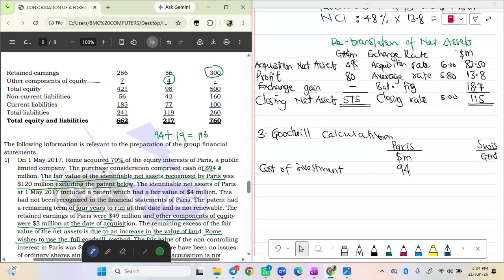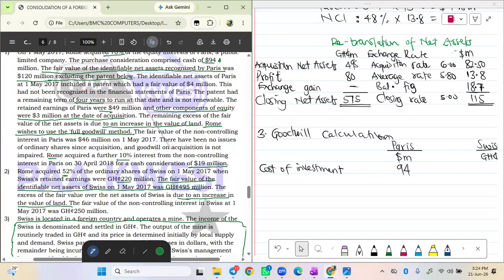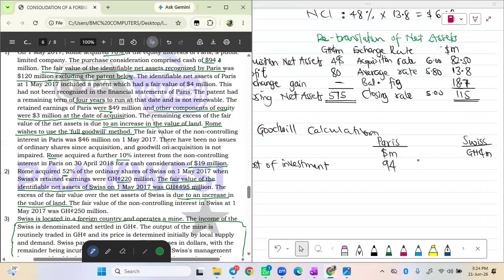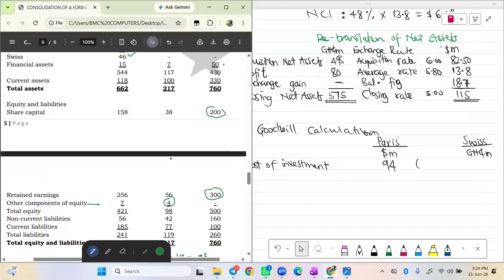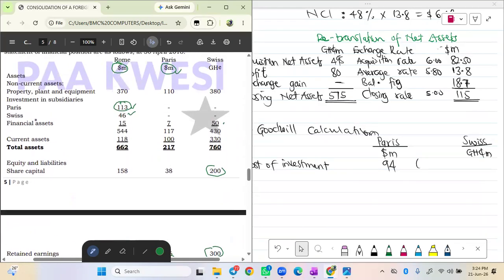So for cost of investment in Swiss, we have to do a calculation. Let me do it here. Rome acquired 52% of the ordinary shares. If you read everything on Rome, you see that the question did not tell you the amount they spent in acquiring Rome. But I've told you that if it is only cash, the cost of investment is the same thing here.